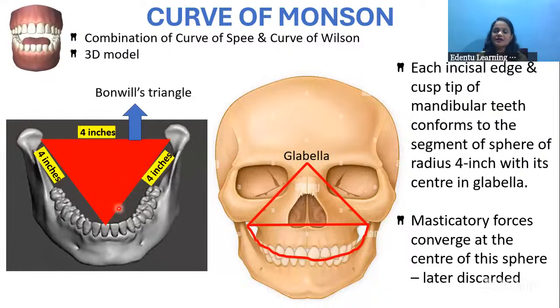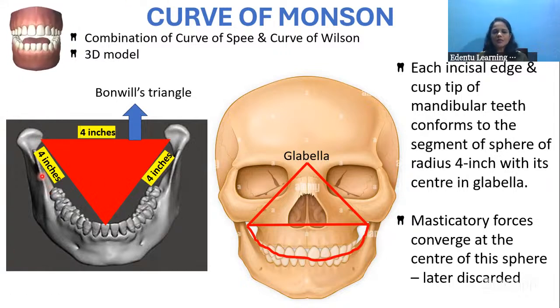Next is the curve of Monson. This is a very important curve. Usually we don't call it just a curve, but the sphere of Monson, because it is forming a huge sphere connecting some of the important landmarks of the skull. This curve of Monson can be called a combination of both the curve of Spee and the curve of Wilson. So you should view this curve of Monson in a 3D way. Then only you will be able to understand it.